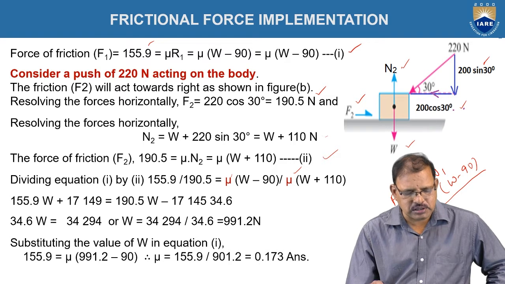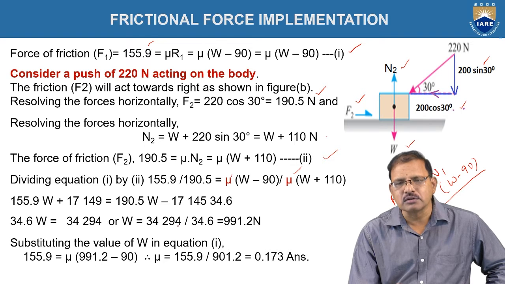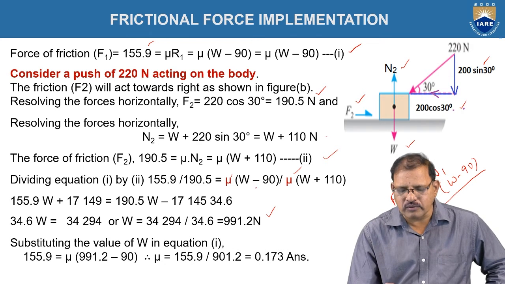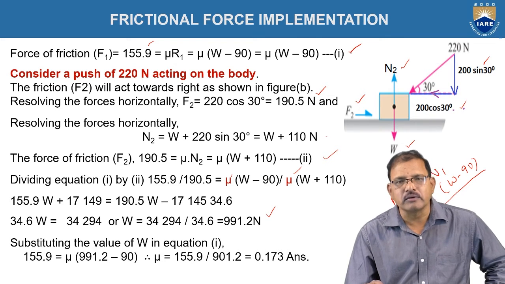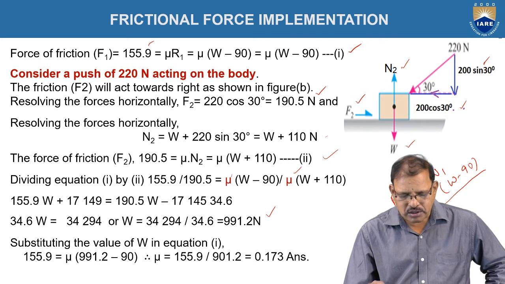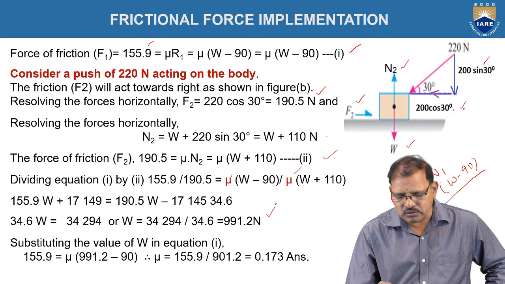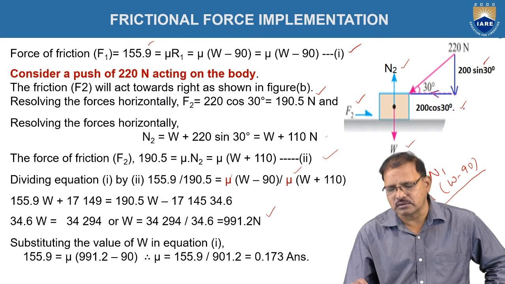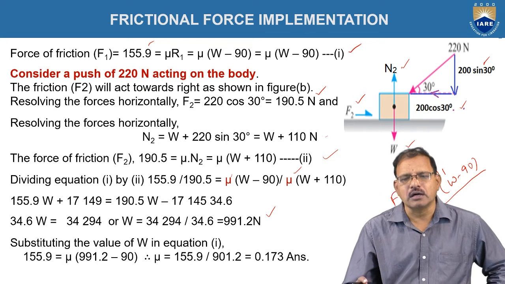So from this relation, on simplification, W is equal to 34,294 divided by 34.6, which is equal to 991.2 newtons. Substitute the value of W in equation number 1. That is, 155.9 is equal to mu into W minus 90. Substituting the W value 991.2 newtons, we got mu equal to 0.173. Okay, this is our required answer.